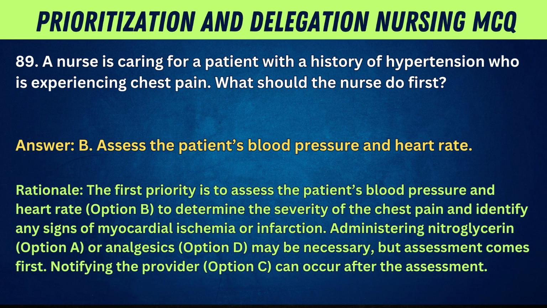Answer. B. Assess the patient's blood pressure and heart rate. Rationale. The first priority is to assess the patient's blood pressure and heart rate, option B, to determine the severity of the chest pain and identify any signs of myocardial ischemia or infarction. Administering nitroglycerin, option A, or analgesics, option D, may be necessary, but assessment comes first. Notifying the provider, option C, can occur after the assessment.